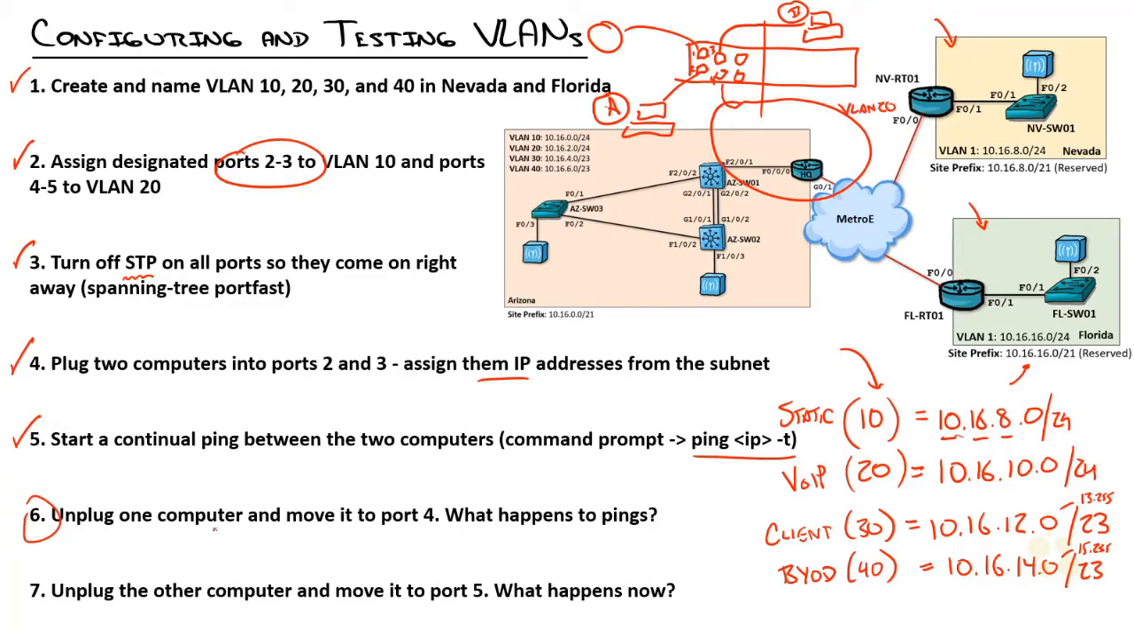So what we're going to do is we're going to unplug one computer. How about let's do my computer because it's easier to reach. So I'm going to unplug it and just move the cable down here to port 4. So this guy's in VLAN 10, this guy's in VLAN 10. That will effectively move my computer over to VLAN 20, right? So we'll move it to port 4. Before I do that, what do you think will happen? Think about that. Pause if you need to. What do you think will happen when I move my computer from 10 to 20?